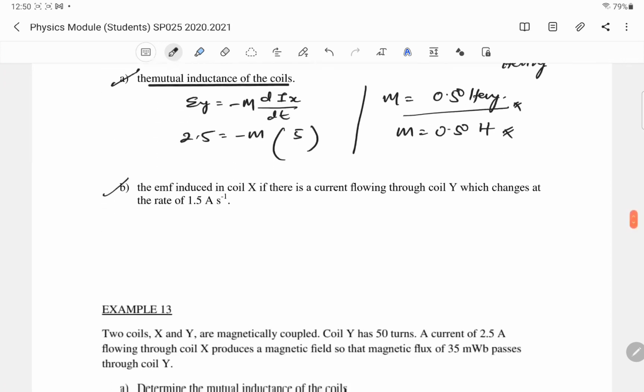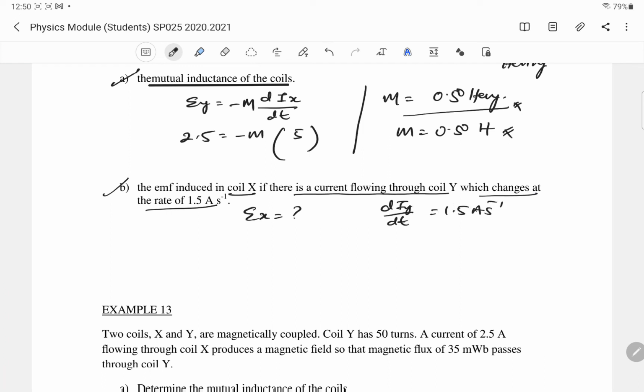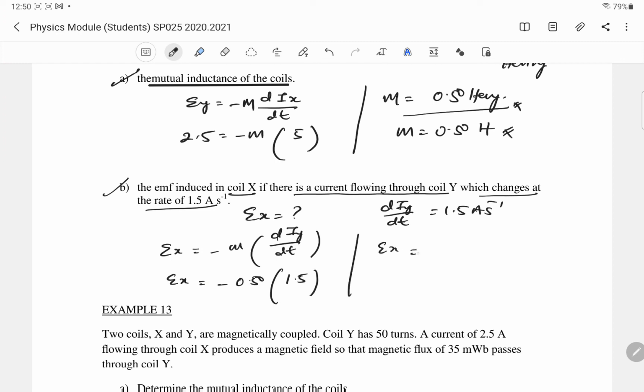Okay, B, the EMF induced in coil X. EX, if there is a current flowing through Y which changes at a rate dIY over dt equal to 1.5 ampere per second. So EX equals negative M dIY over dt. So EX equals M is 0.50 times 1.5, so EX equals 0.75 volt.